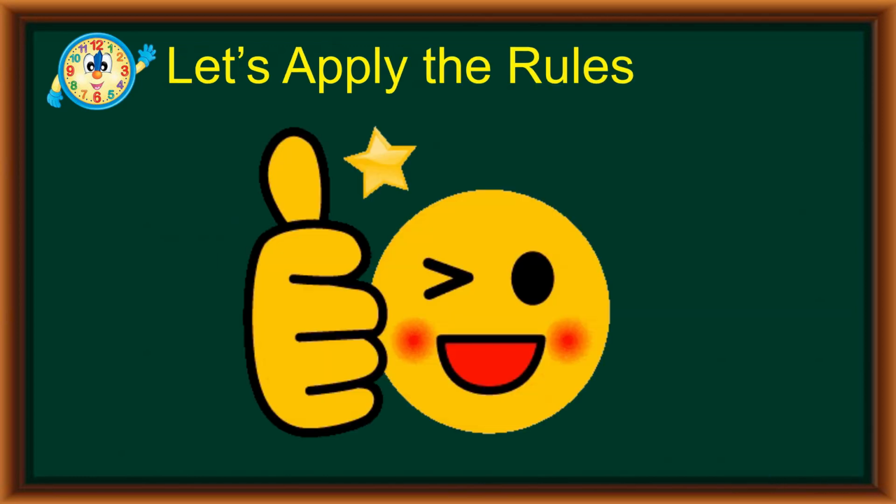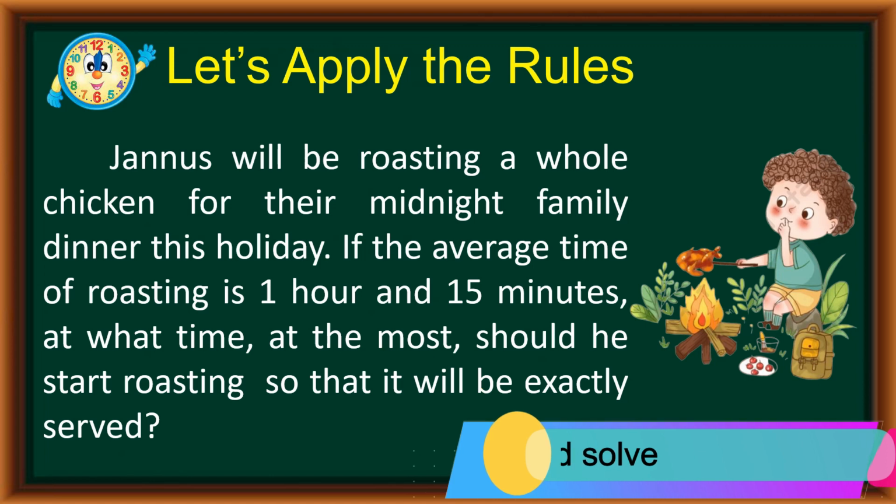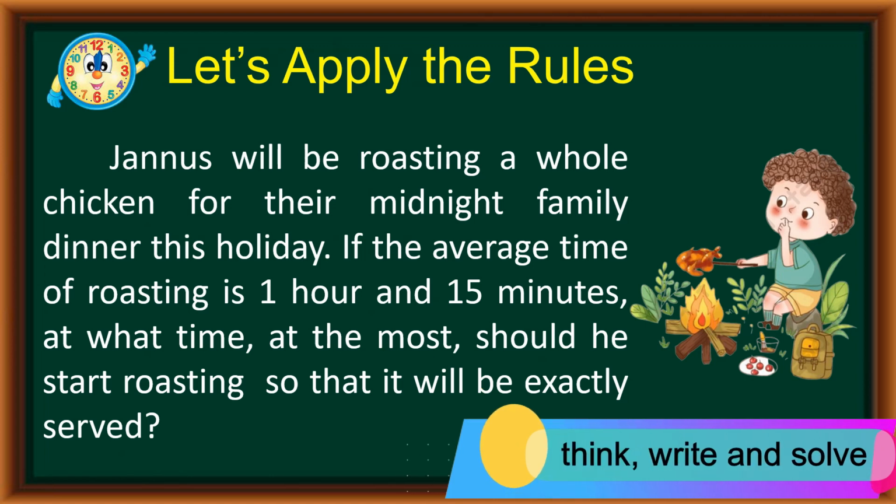After we have known the 4 easy steps in solving a problem, let us apply them to this problem. Janus will be roasting a whole chicken for their midnight family dinner this holiday. If the average time of roasting is 1 hour and 15 minutes, at what time at the most should we start roasting so that it will be exactly served?